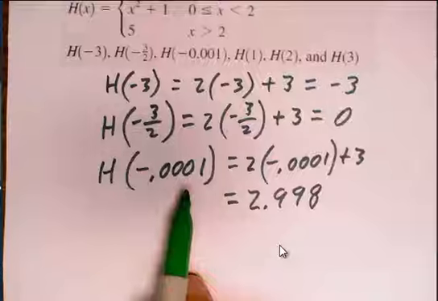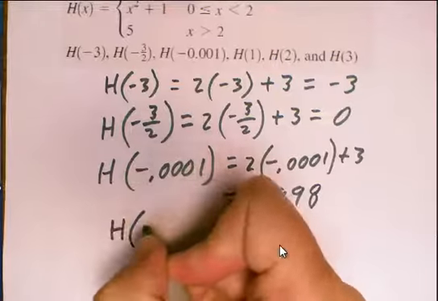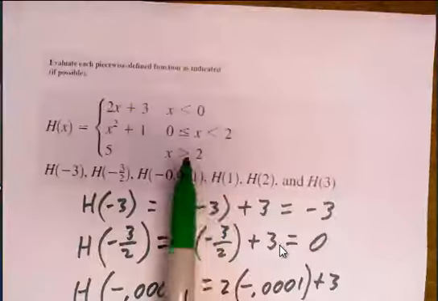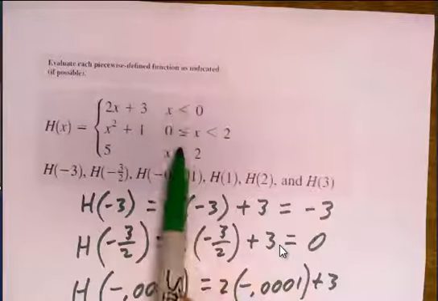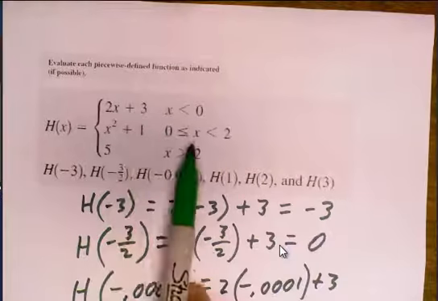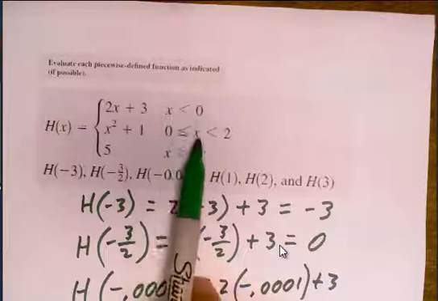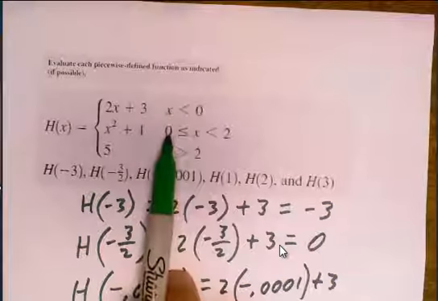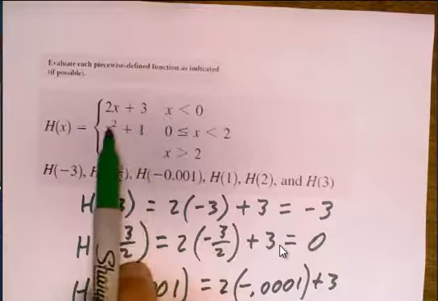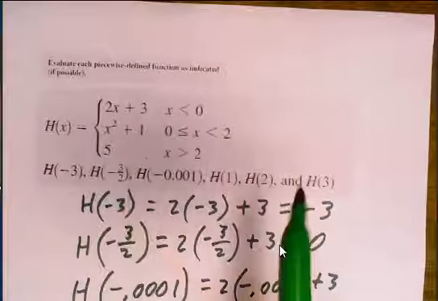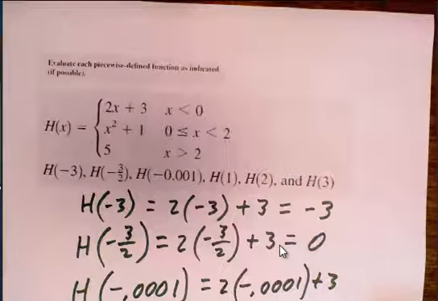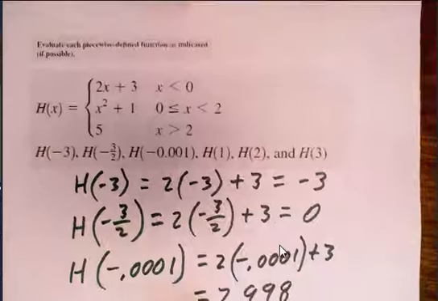Let's do the next one. h of 1. Again, we look up here. If we have an input of 1, which of these domains does it fall in? Then we go back over here. 1 is going to be in this one, because 1 is between 0 and 2. So we use this to determine our output, the x squared plus 1. So h of 1 will be 1 squared plus 1. That equals 2.